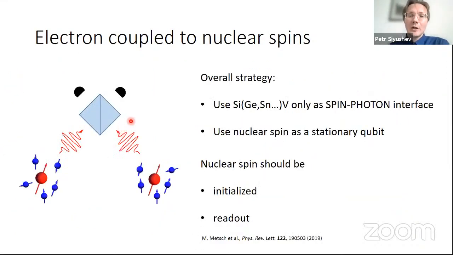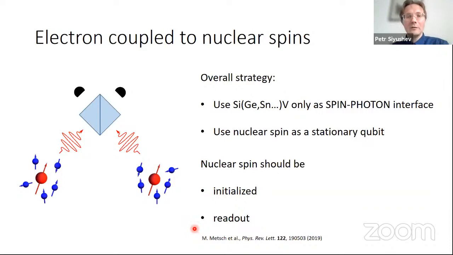And this is actually our strategy, how we would like to utilize these group 4 defects for quantum networks. So first of all, we just want to use one of those defects only as the spin-photon interface, whereas the nuclear spin will be used as a quantum memory. But before coming to this point, we need to initialize and read out our nuclear spins. Unfortunately, there is no such straightforward way as was developed for the nitrogen-vacancy center.